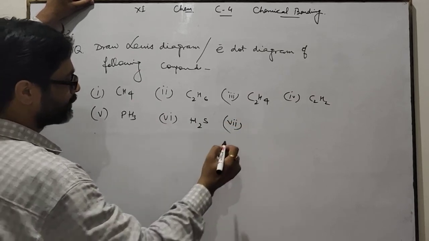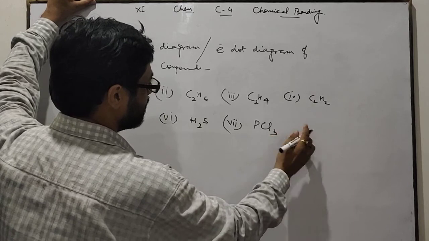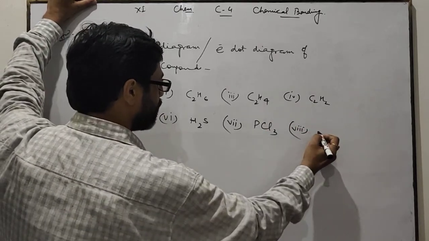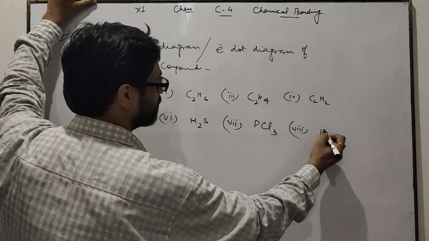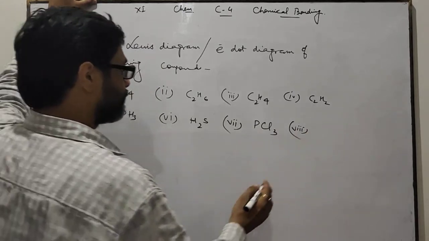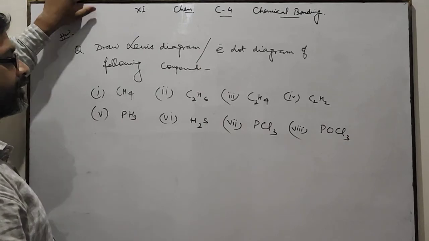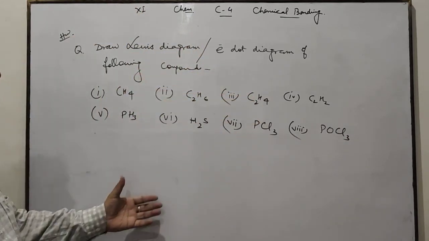seventh PCl3, and the eighth, last one, after PCl3 you try to draw POCl3. Okay, try to draw electron diagrams of these compounds.